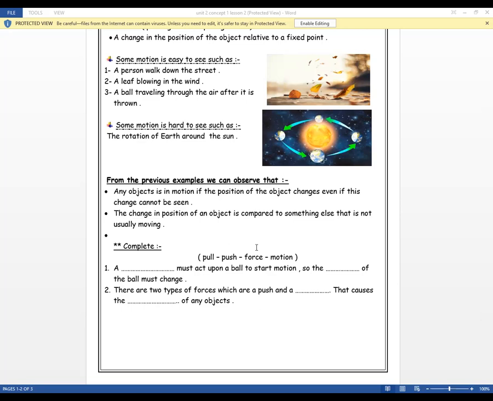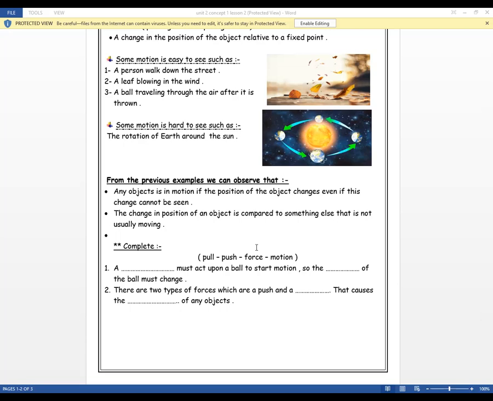After that, the change in position of an object is compared to something that is not moving. We have to know that the object moves, so we have to compare this object to something not moving. Okay, number one, complete. A force must act upon the pole to start motion.